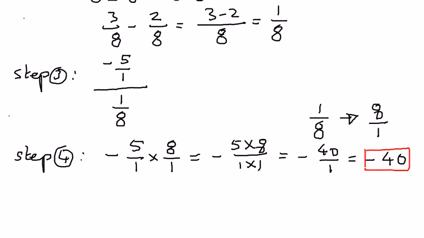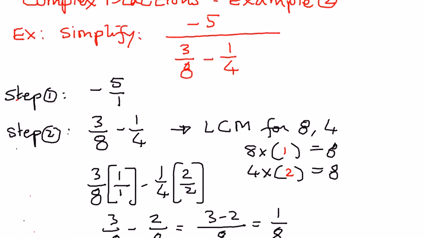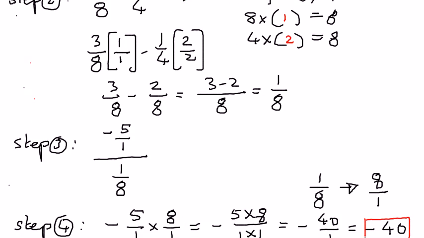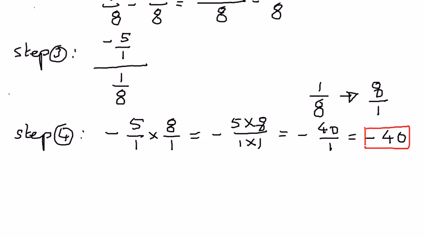So therefore, this complex fraction, negative 5 divided by 3 over 8 minus 1 over 4, is simplified to negative 40. And that is how we want to simplify complex fractions.